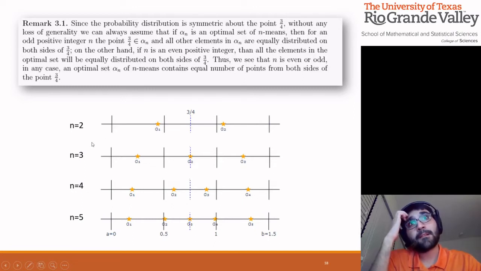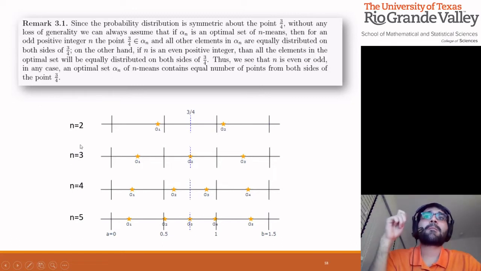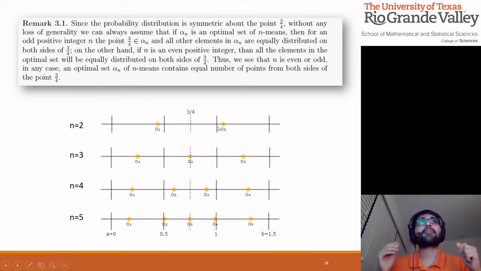Okay. Now, if n is odd, we are expecting to always see a quantizer at 3/4. And if we have an even n, then we're not going to have a quantizer at the middle at 3/4. However, we're still going to have that symmetry. That symmetry is going to appear no matter if n is even or odd.